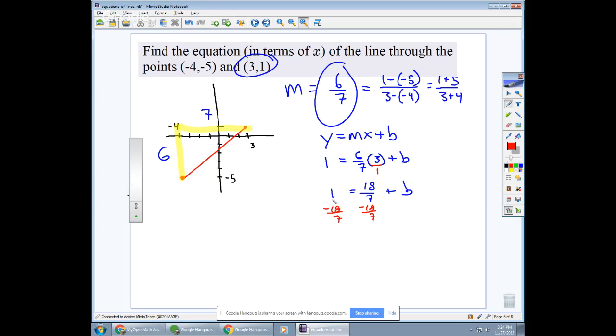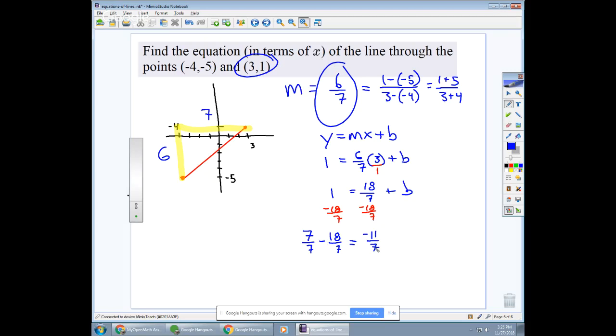So let's see. 1, I would have to view that as 7/7 minus 18/7. So I have a common denominator here. So 7 minus 18 would be -11. And so I think that's the y-intercept. Does that look right on my picture?